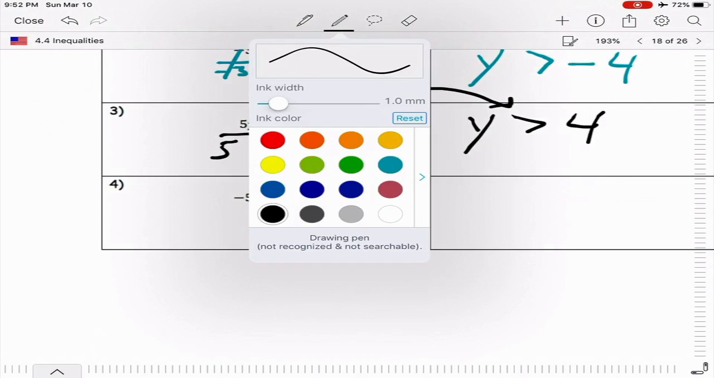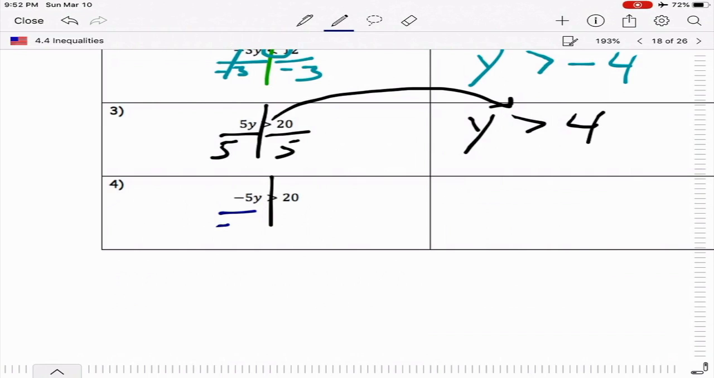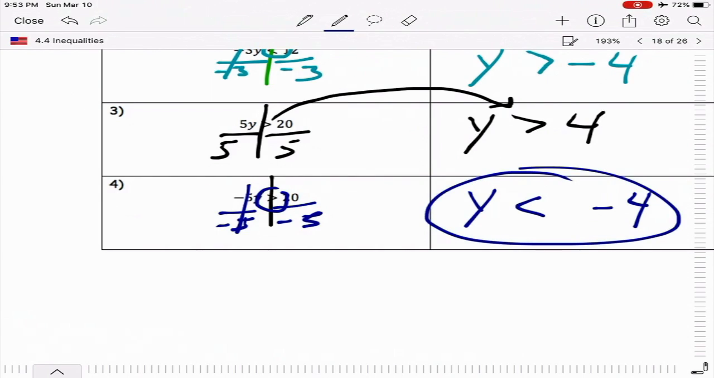Last one. This time I divide both sides by negative 5. What I have in blue is a negative. Therefore, the inequality, what? Flips. Yes, good. Cross it off. Y. 20 divided by negative 5 is negative 4. And the inequality goes from a greater than symbol to a less than symbol. Answer is y is less than negative 4.